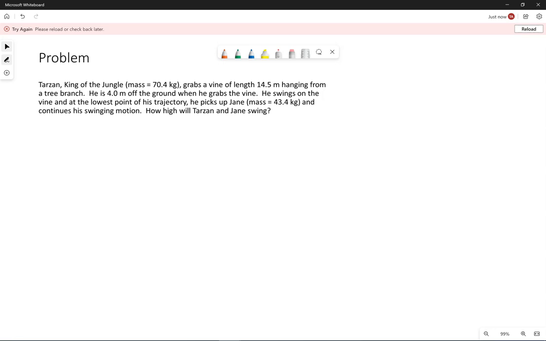All right, let's go through this problem. We have Tarzan grabbing a vine of length 14.5 meters hanging from a tree branch. Tarzan is 4.4 meters off the ground when he grabs this vine. He swings on the vine, and at the lowest point, he picks up Jane. And together, they keep swinging.